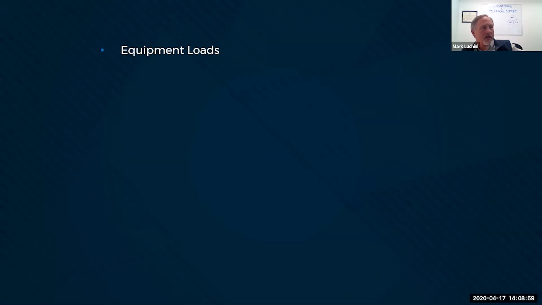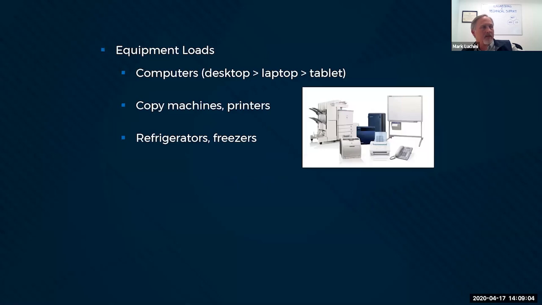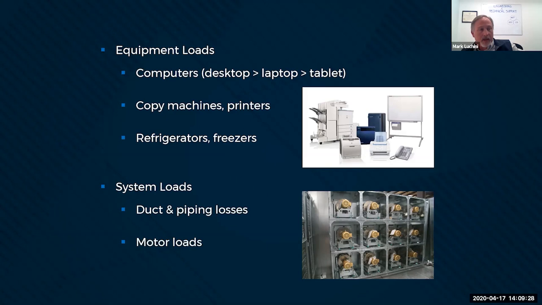Equipment loads is the third internal load that we add to our calculations. That comes from anything from computers, copy machines, refrigerators. Anything that you plug in is going to give off some waste heat. And the HVAC systems themselves actually impose loads on themselves. For example, duct and piping loss is a big one. Even though ducts and pipes are insulated, insulation doesn't stop heat loss. It slows it down, but it does not stop it.